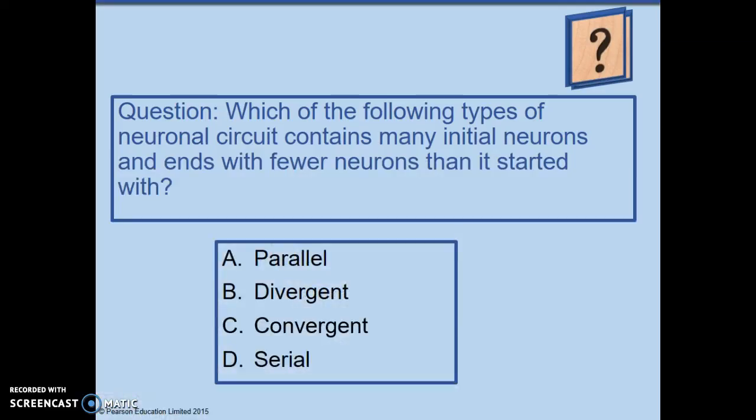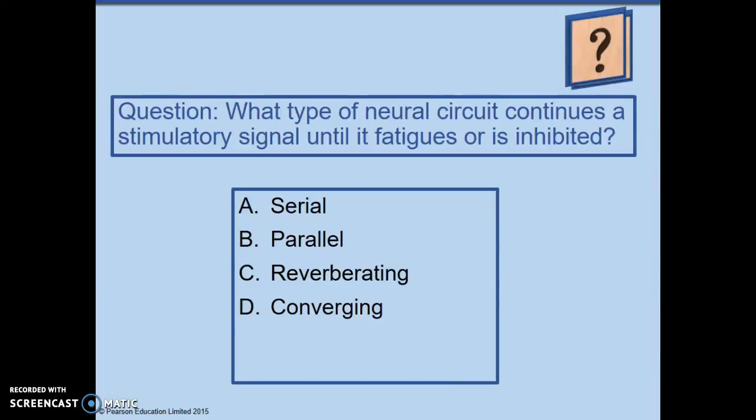Which of the following types of neuronal circuits contains many initial neurons and ends with fewer neurons than it started with? Convergent. What type of neural circuit continues a stimulatory signal until it fatigues or is inhibited? Reverberating.